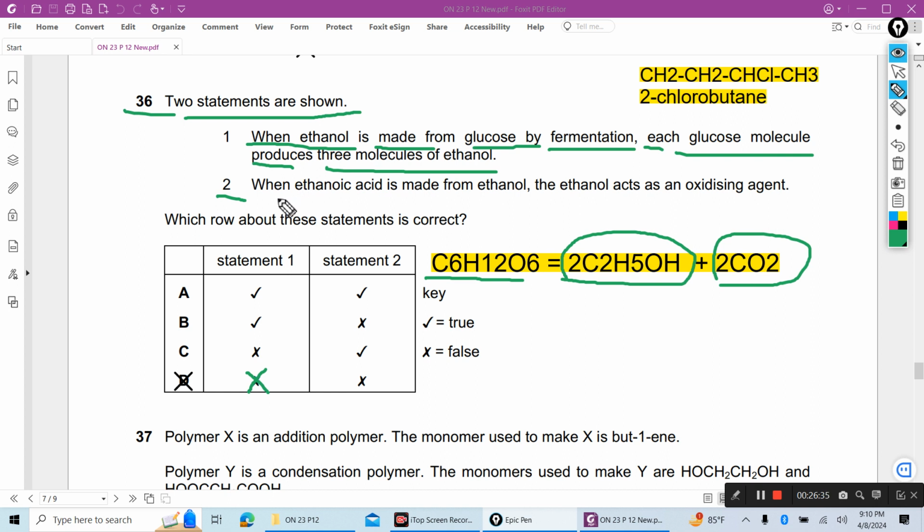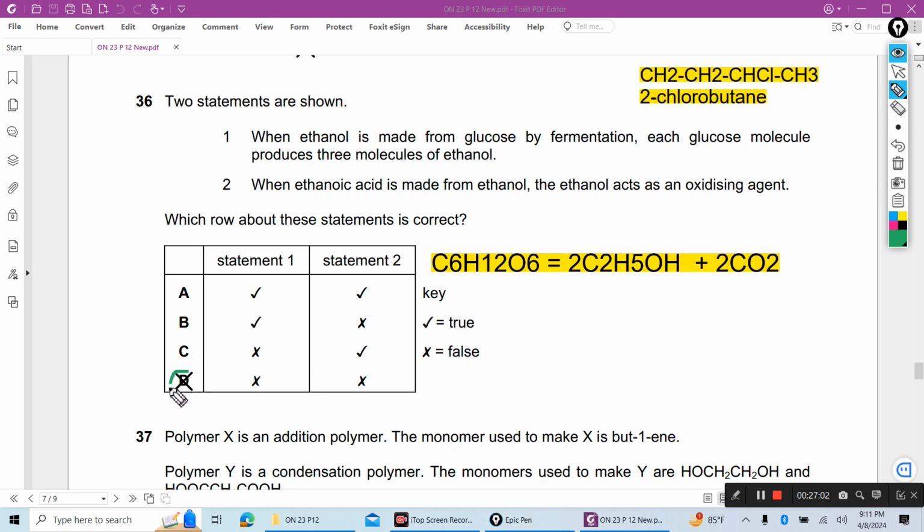Statement 2: when ethanoic acid is made from ethanol, the ethanol acts as an oxidizing agent. No, ethanol acts as a reactant. The oxidizing agent is acidified potassium dichromate. So this is also wrong. Which row about these statements is correct? Statements 1 and 2 are both wrong, so D is the correct answer.